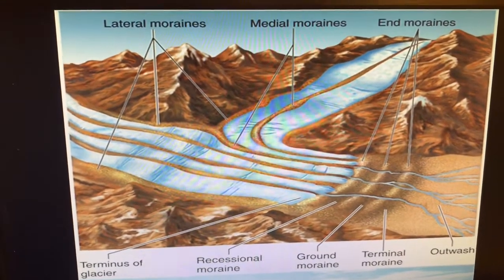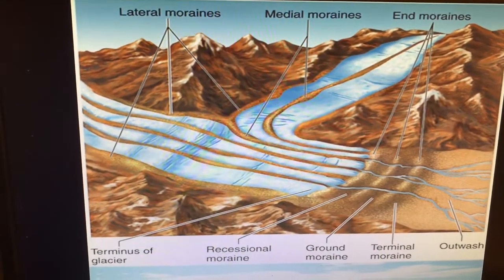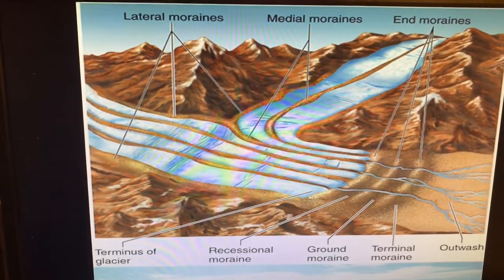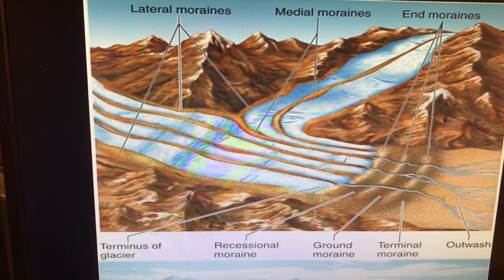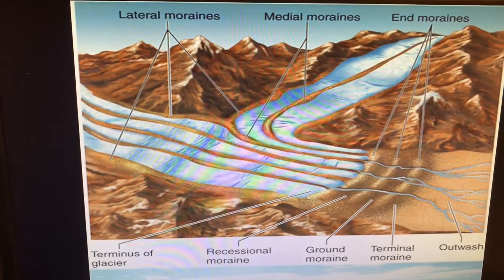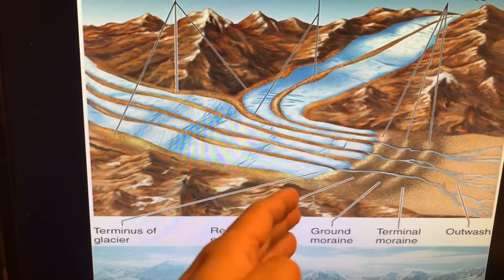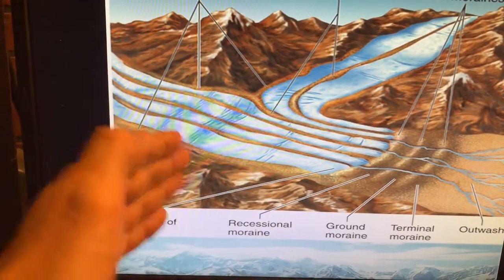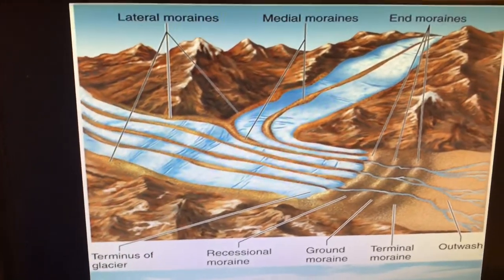It's all the leftover debris that was stuck to the bottom of the ice. Think of when you shovel snow and there's leaves and pebbles and sand and stuff that was stuck to the bottom of the snow. That stuff just gets dropped off when the snow melts. That would be your ground moraine. Okay, and then every time that the glacier melts a little bit, you get these recessional moraines, and it shows you the process of how the glacier was slowly receding.